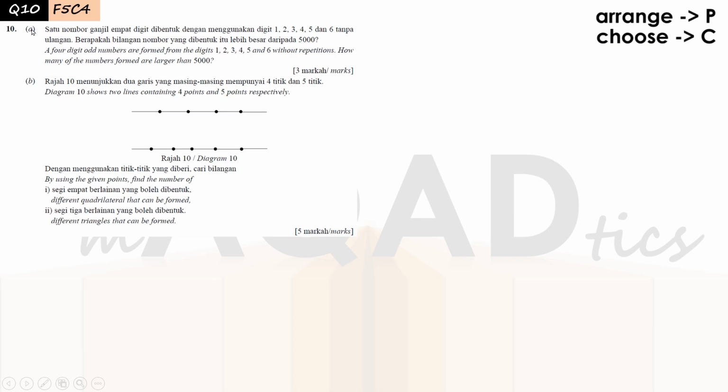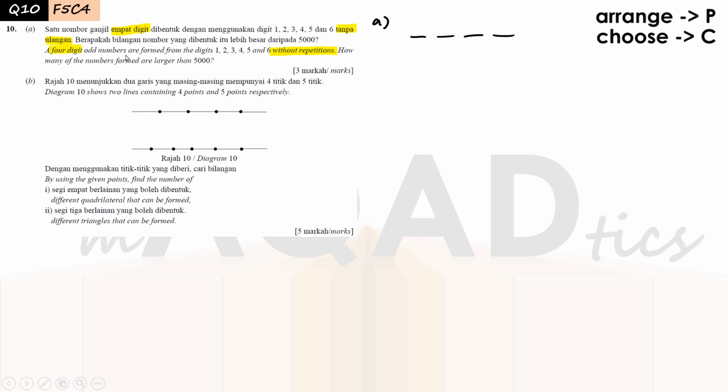Question 10 focuses on permutations and combinations, and in part A, we need to arrange these 6 digits. Okay, so here there are a lot of conditions, so let's go through one by one. Alright, the first condition is without repetition, which means we cannot use the same digit again. For example, you used 2 already, you cannot use 2 again. The second condition is we need to form a 4-digit number. So from the 6 digits here, I can only choose 4 out. So each blank space here is 1 digit.